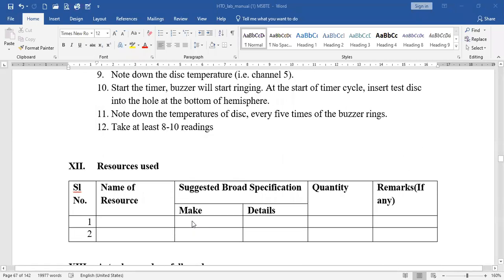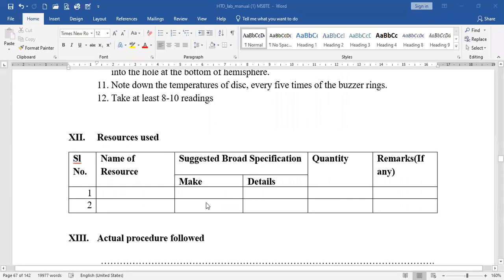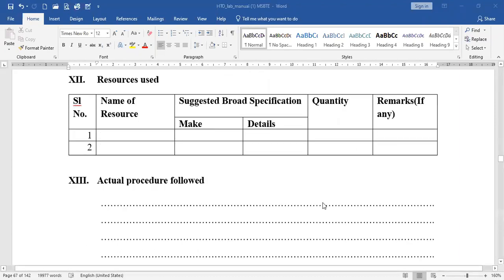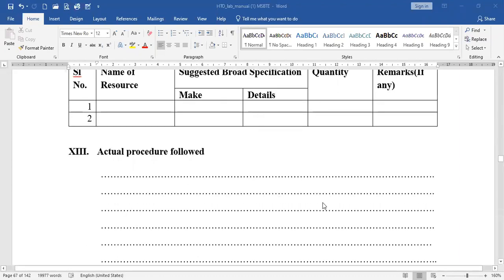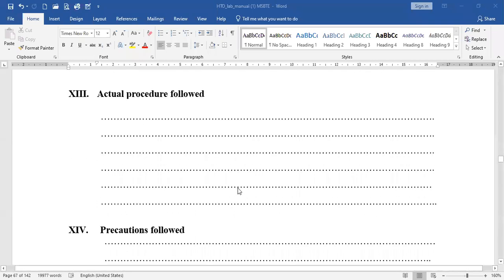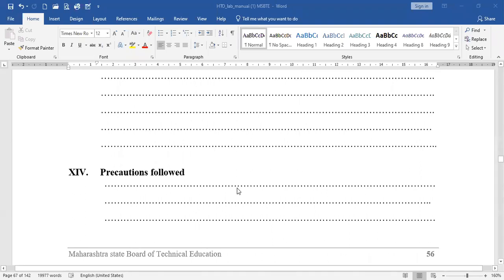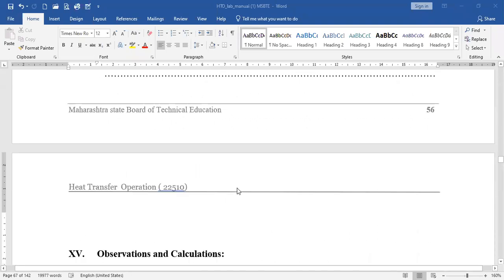Now after reading the procedure, you have to write down the actual resources used by you. The company may be different, and the experimental setup may be a different one. Whatever setup you are going to use should be written in detail in the resources used table. Then we have discussed the procedure to be followed. The actual procedure you have followed should be written here.